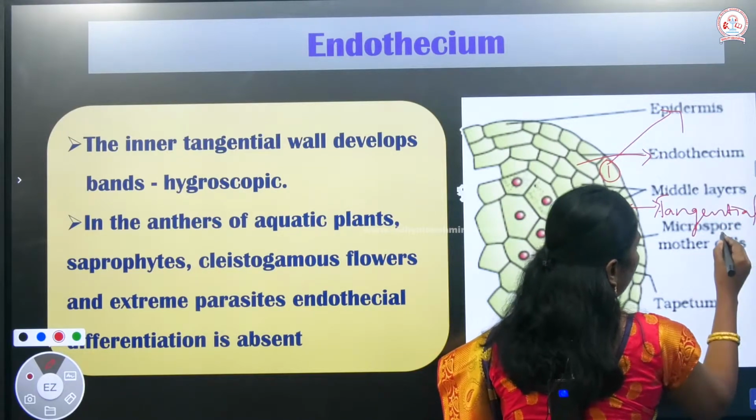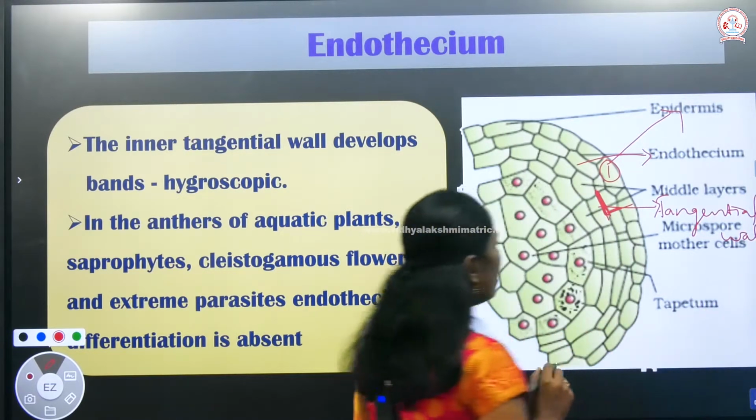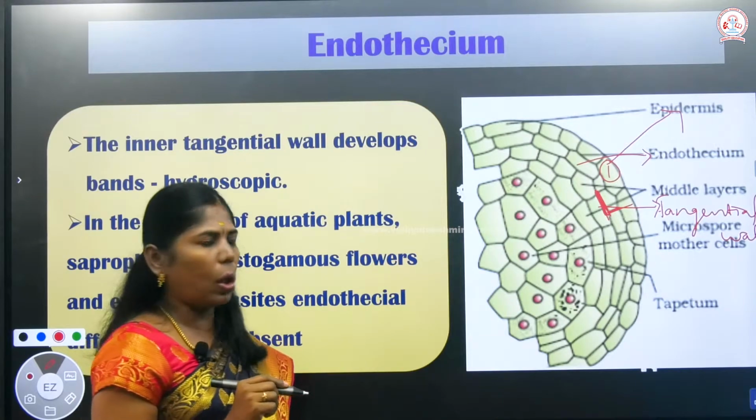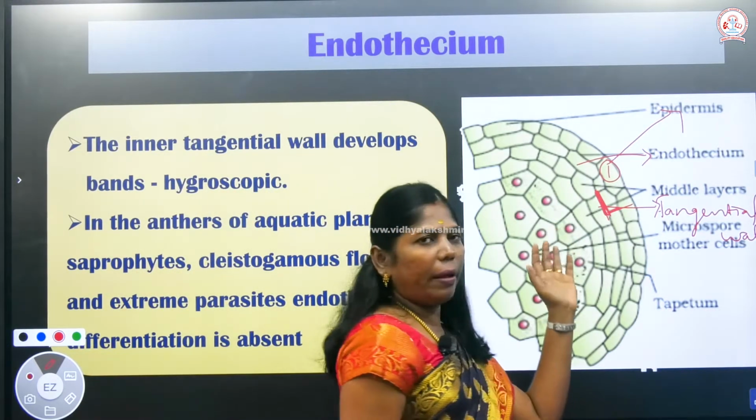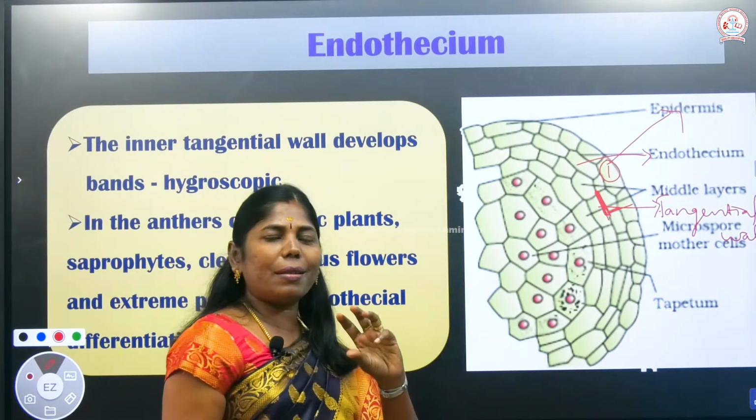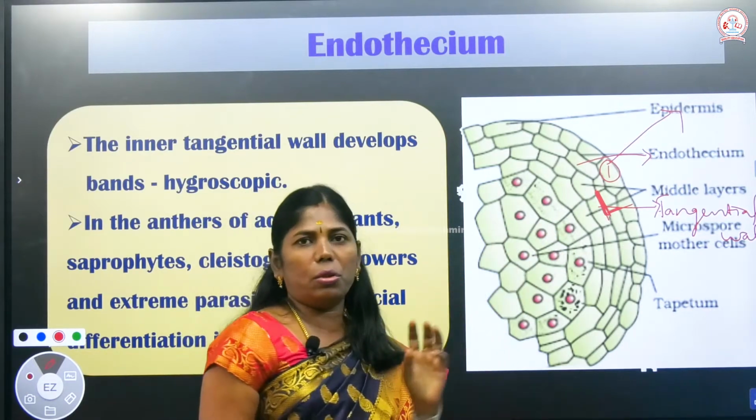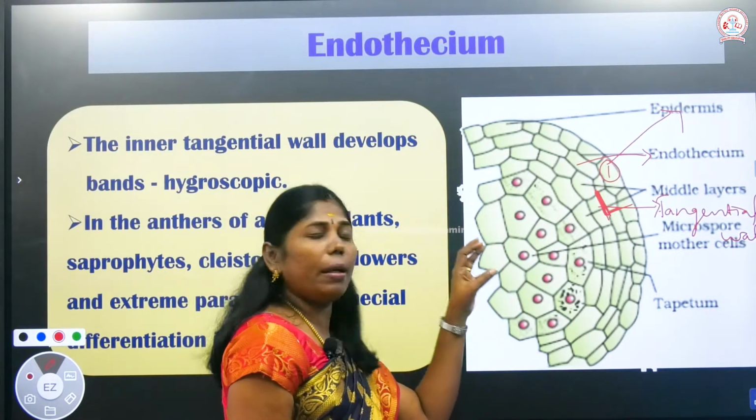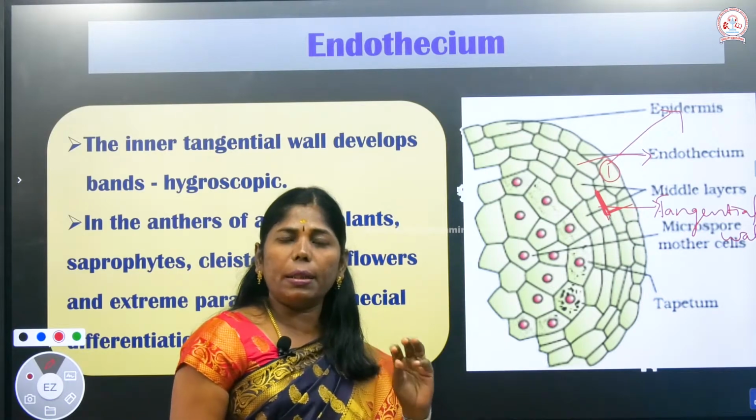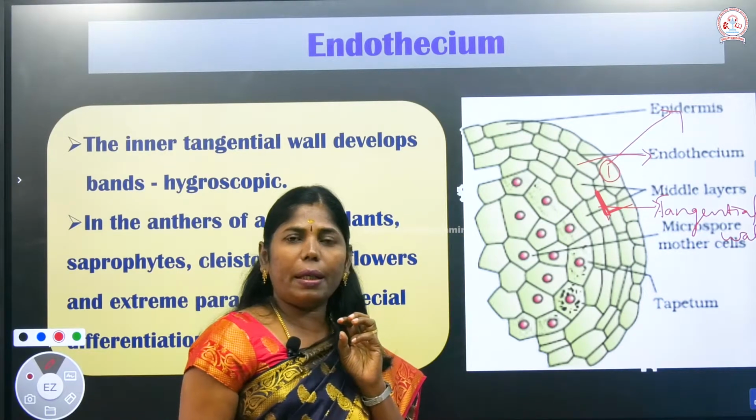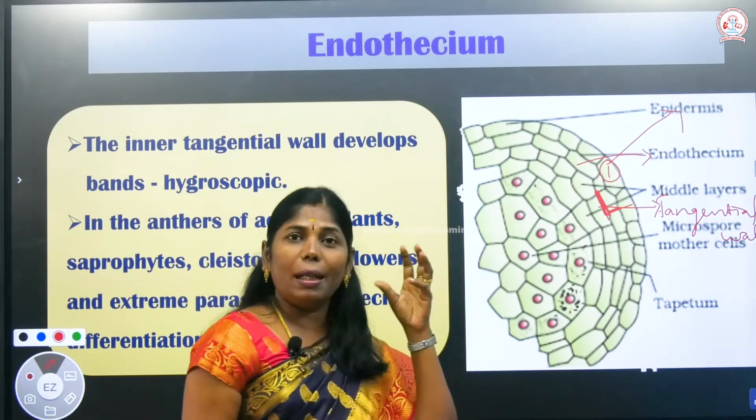Tangential wall. And we can see the thickening in the radial wall also. So, tangential wall and radial wall has a thickening. There is a thick band we can see in the endothecium. Okay. So, this thickening is made up of, that is your suberin.